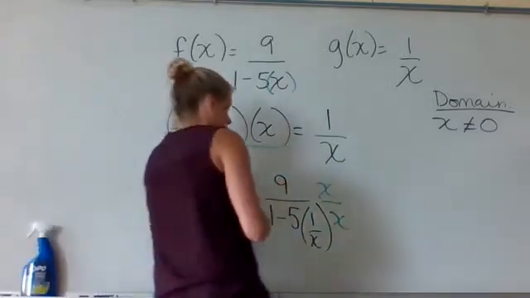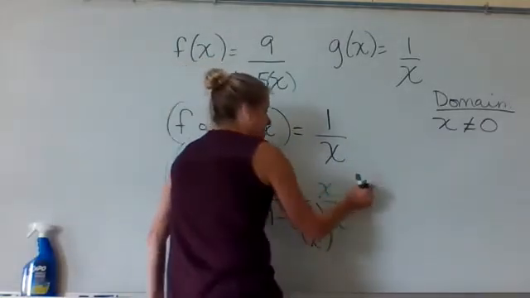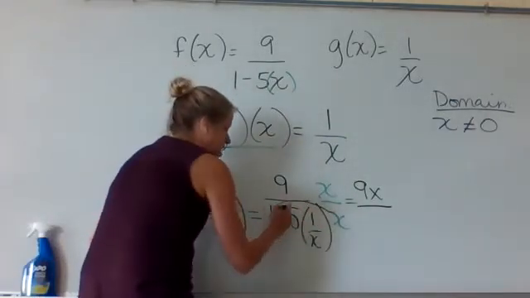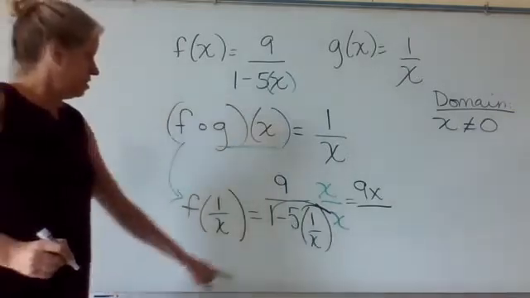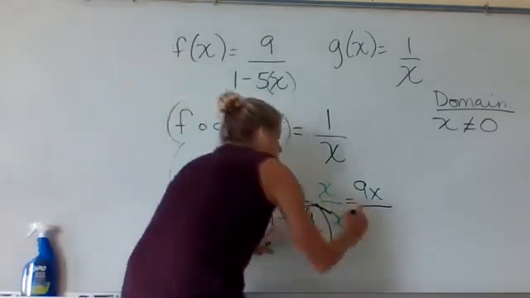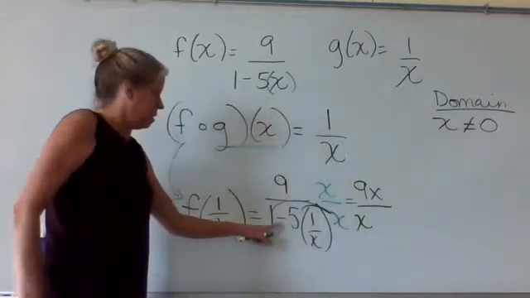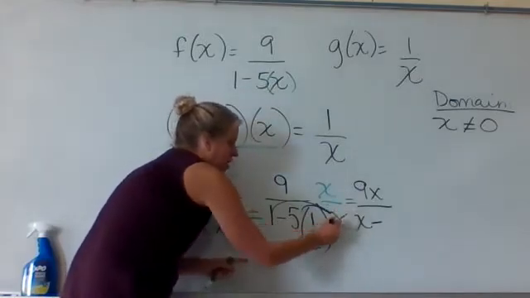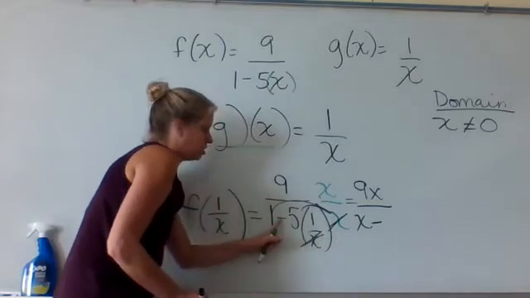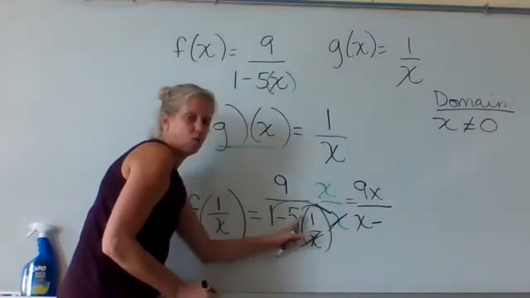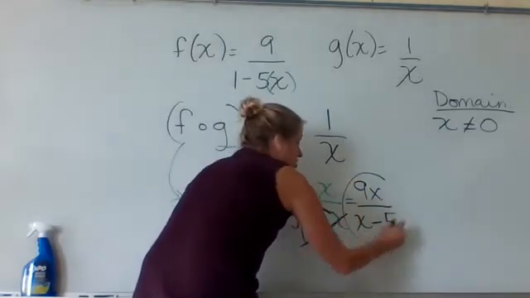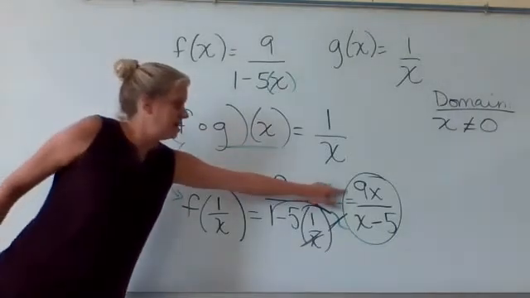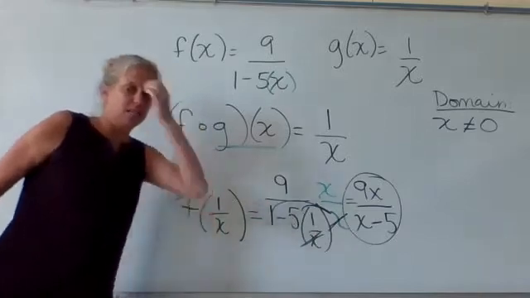So up top, 9 times x gives me 9x. Now, in the bottom, this x does go to both parts of that. So what's my first part? X times 1 just gives me x minus. Now, here's why we used it, because when I get to multiplying x times this part right here, that x cancels that one, so I'm just left with minus 5 times 1, which is just 5. So there's your answer to f of g of x, 9x over x minus 5.